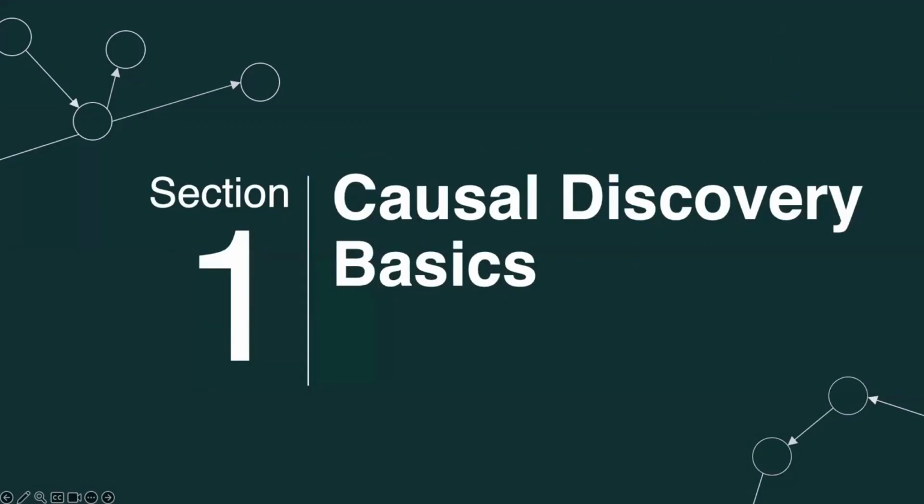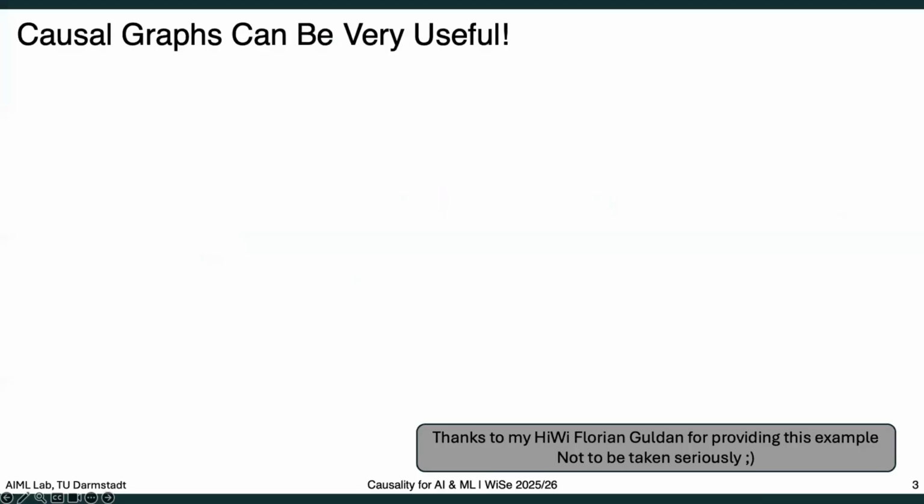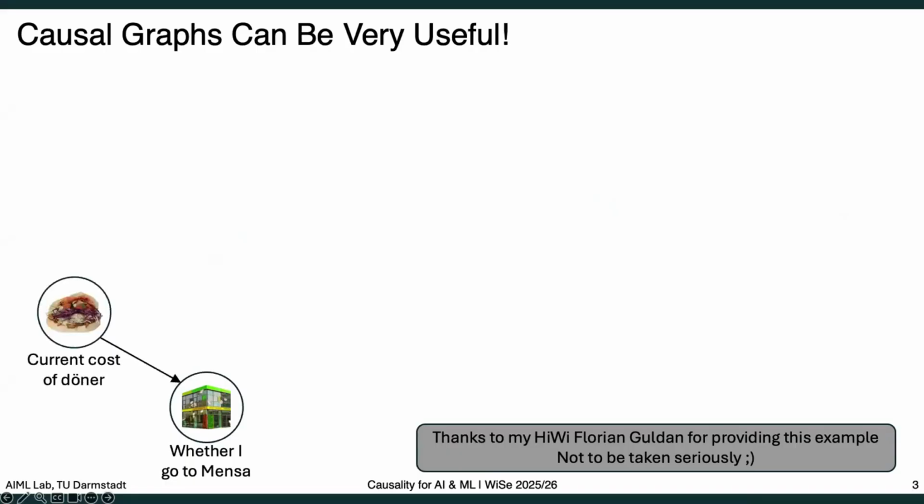Let's start with some basics and motivation. So generally, causal graphs can be very useful, right? You know that, and Mahidi was kind enough to help prepare a small motivating example for that. So let's say you want to know whether you want to go to Mensa or not. Then this obviously depends on multiple factors. For example, how much the current cost of döner is, and also whether Mensa currently affords spices or not.